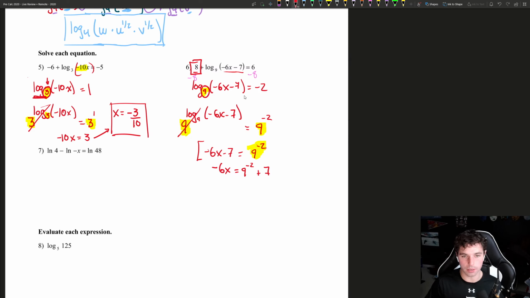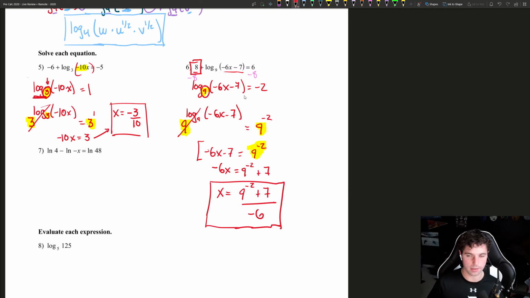Okay, and then we divide everything by negative 6. And when we do that, we get 9 to the negative 2 plus 7, all divided by negative 6. So then this is our answer. If you wanted to go further than that, like simplify that 9 to the negative 2, go for it. You're just adding work that you don't need, but that's up to you.